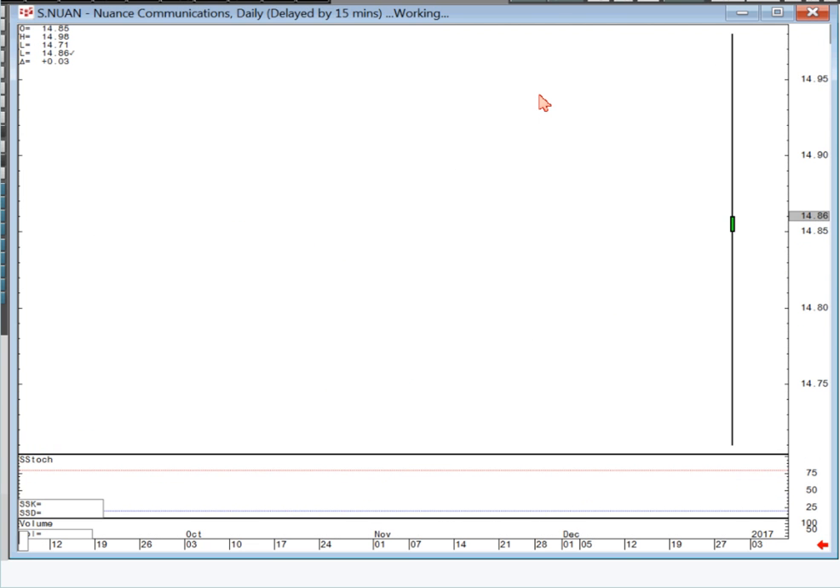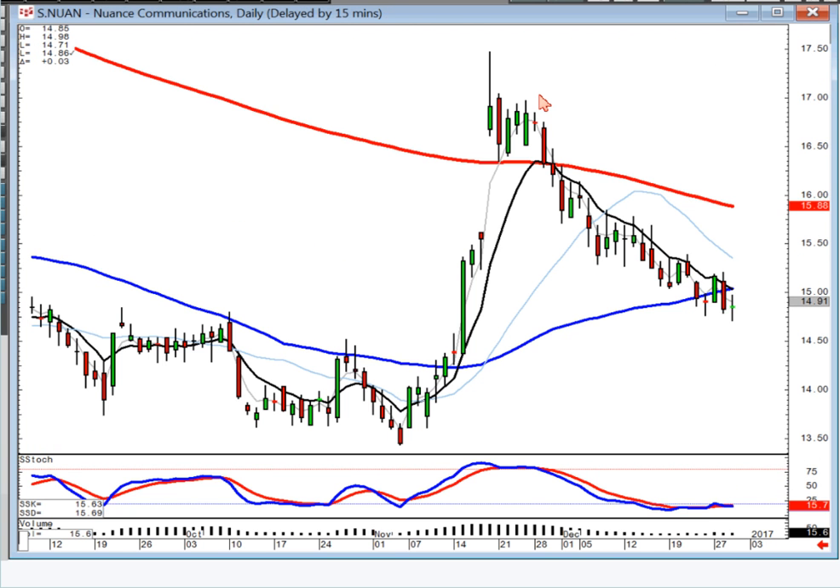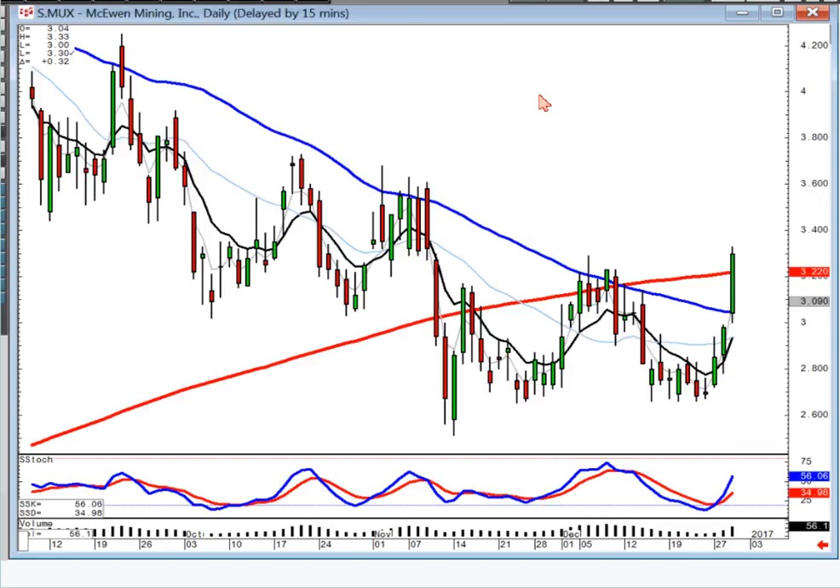Nuance. Stay short till you see a buy signal. Mux. This one you can be buying. The gap up through the 50 and the 200 and breaking this downward trend channel. Look for more upside on this one.